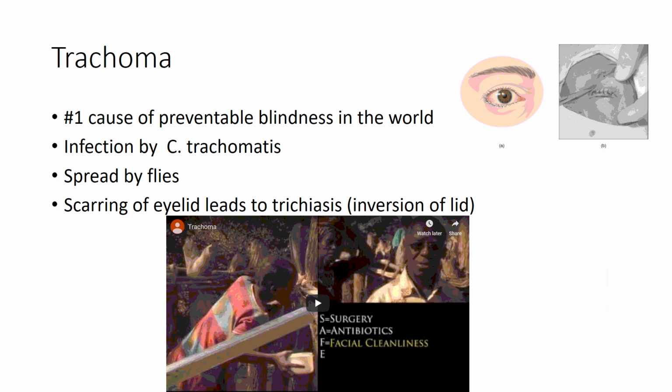So let's talk about a really serious disease of the eyes. This is caused by a bacteria, Chlamydia trachomatis. This bacteria is the number one cause of preventable blindness in the world. In certain parts of the country, people are infected by this bacteria. It's spread by flies, and the flies will land all over the body, but if the fly lands near the eye and the person gets a bacterial infection of this specific bacteria in the eye, it can cause eyelid scarring and ultimately inversion of the lid, and then people will lose their vision.